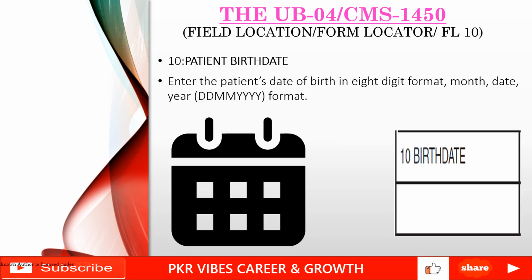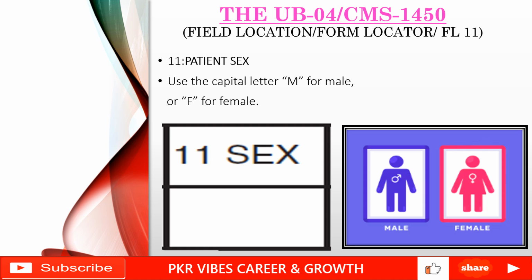Okay guys, field locator 10 is about the patient birth date. We have to enter the patient date of birth in 8-digit format, in month, date and year format. Field locator 11 on the UB4 claim form is about patient sex, like male or female information, which we can see in box number 11.